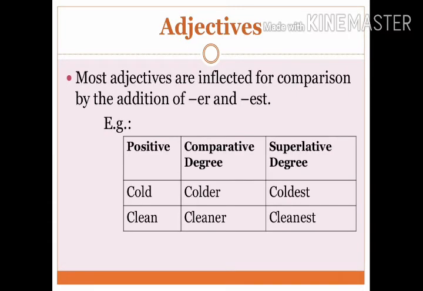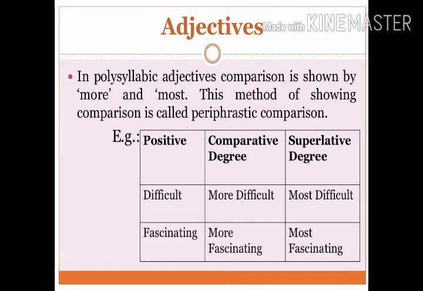Now, adjectives. Most adjectives are inflected for comparison by the addition of er and est. For example, consider the word cold. The comparative form of the word is colder and the superlative form is coldest. In polysyllabic adjectives, comparison is shown by more and most. This method of showing comparison is called periphrastic comparison.